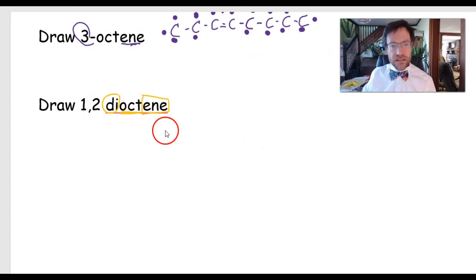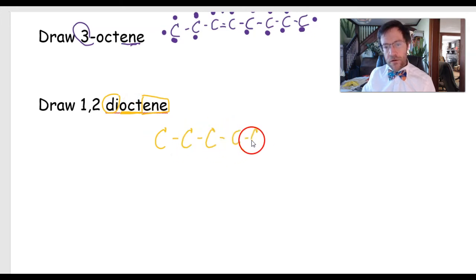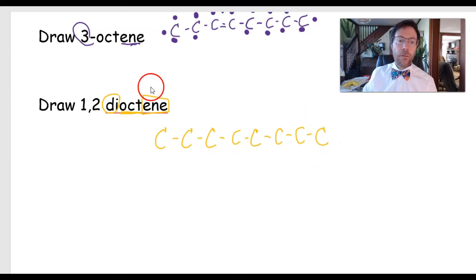So, oct is 8. 1, 2, 3, 4, 5, 6, 7, 8. But it's got some double bonds up in here. How many double bonds does it have? Double. So there's 2 double bonds. Where could they be? There's all these bond positions. How am I going to... Oh.